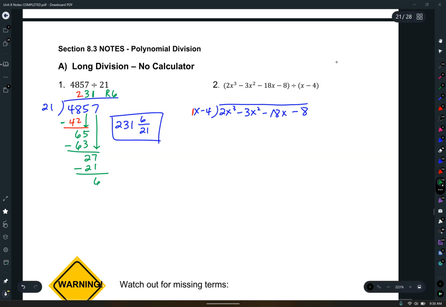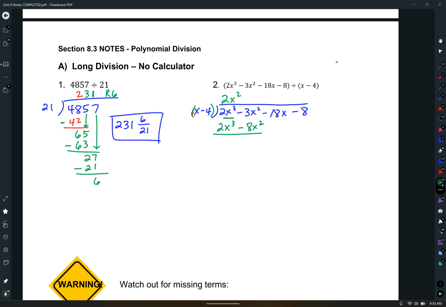Okay, so I'm thinking to myself, how many times will x go into x cubed? In other words, x times what gives me x cubed? Well, what would I multiply x by to get 2x cubed? I would have to multiply by 2x squared, wouldn't I? But when you multiply now, I'm going to take that 2x squared and multiply it by this entire thing. It's going to give me 2x cubed, and then 2x squared times negative 4 would be negative 8x squared.